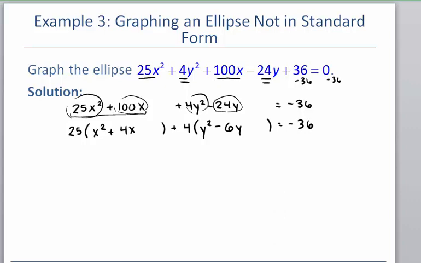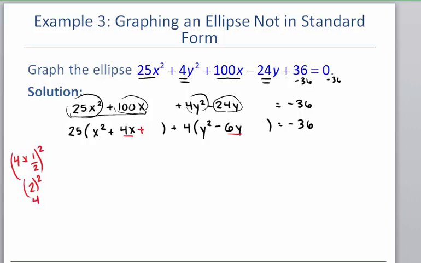Now, remember that your rule for completing the square is that you're going to take the coefficient of the middle term, which will be the 4x and the negative 6y. You're going to half that, and then you're going to square it. So I'm going to do it for the 4 first. I'm going to take the 4, multiply by a half, and square. So half of 4 is 2. And 2 squared is 4.